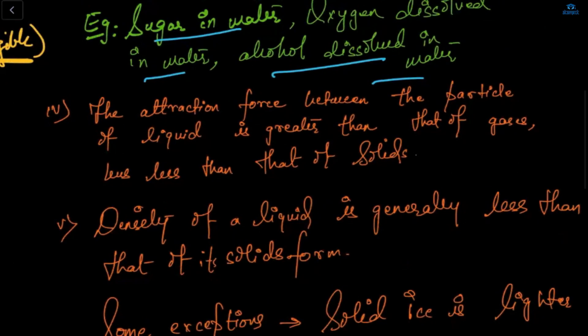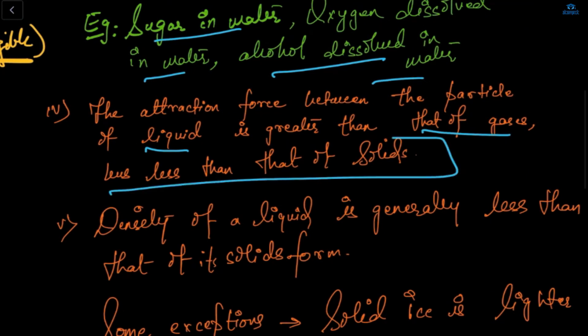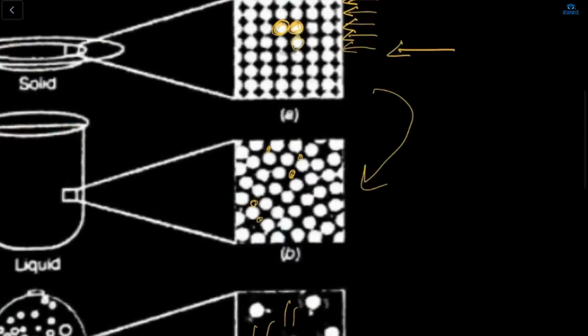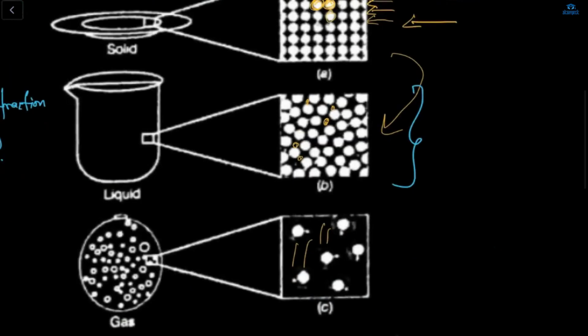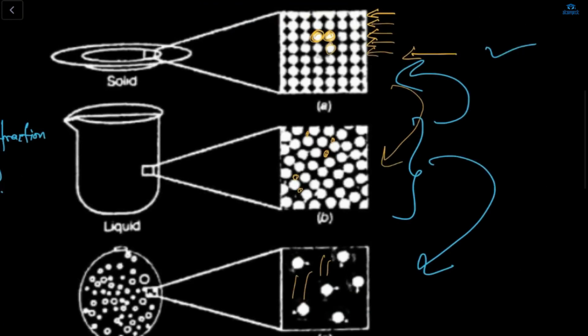Now the fourth point is that the attraction force between the particles of a liquid is greater than that of a gas, but less than that of a solid. The force of attraction between the particles of a liquid is greater than that of a gas, but less than that of a solid, right? Because solids have a very high force of attraction as compared to liquid. And if we compare liquid with solid and gas, the gas has very little force of attraction as compared to liquid, right? Yes, ma'am.